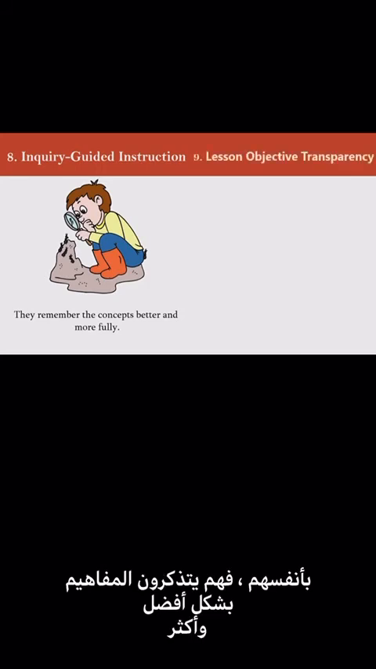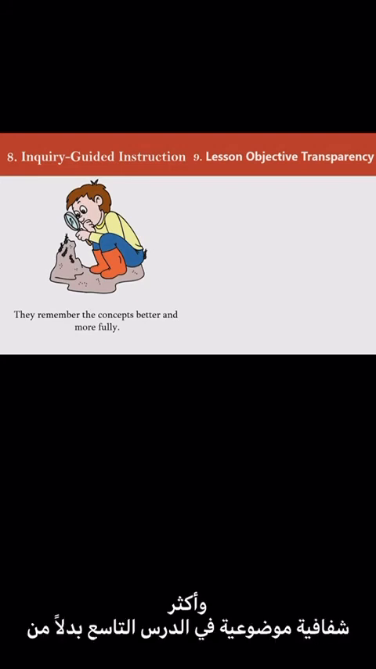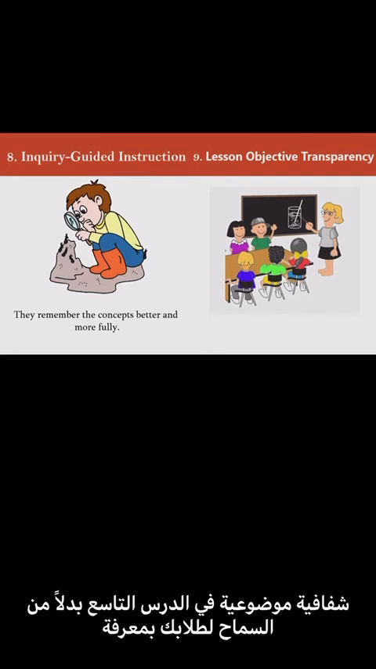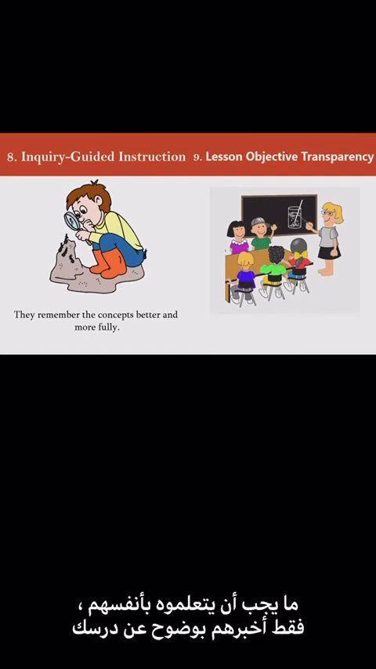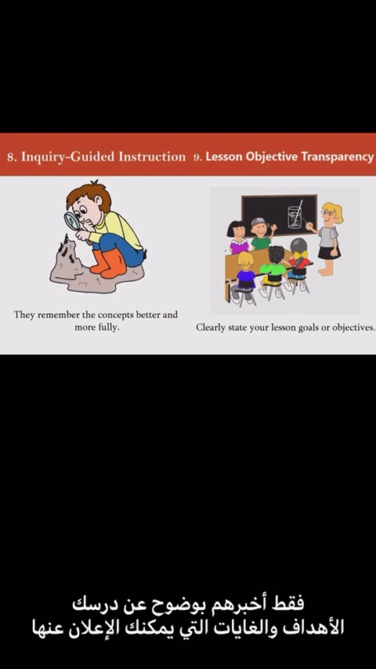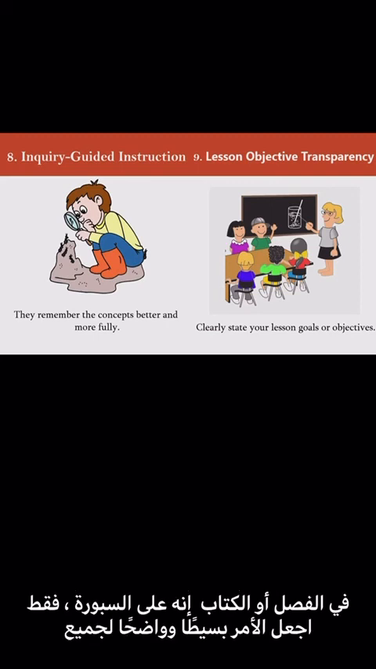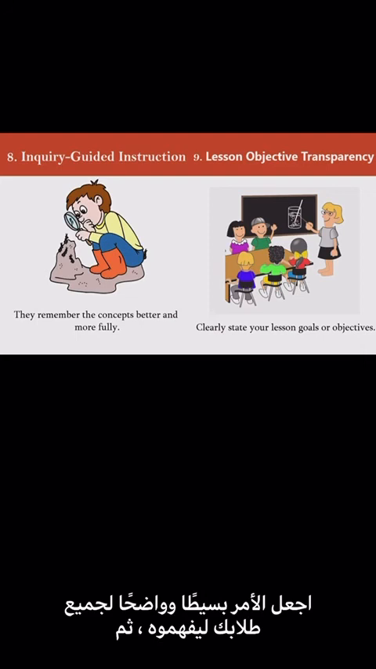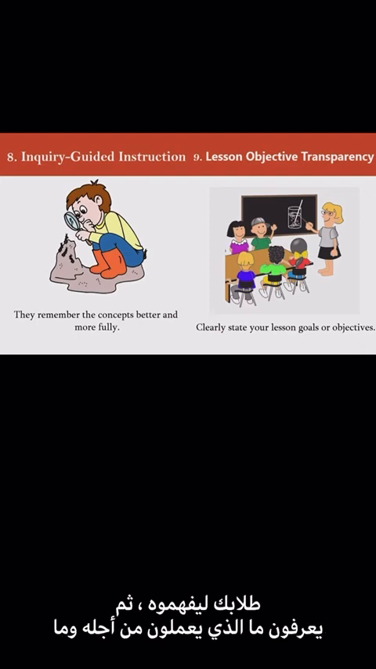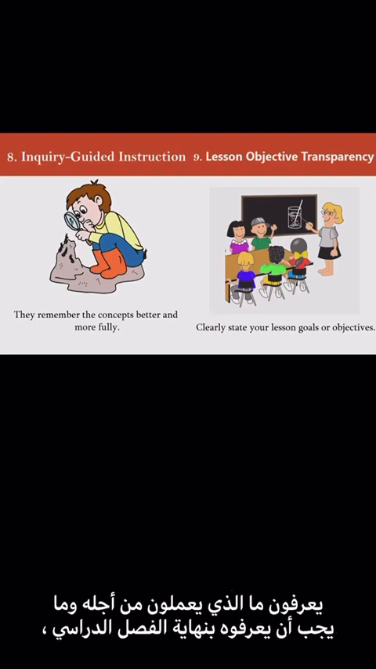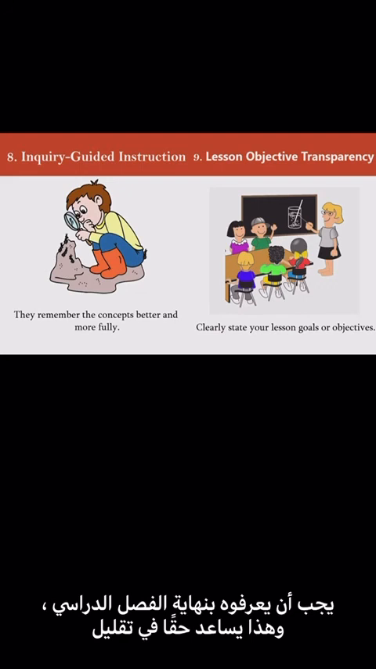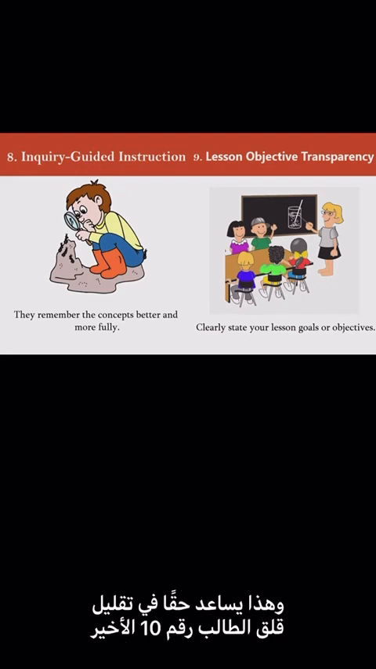Number 9. Lesson objective transparency. Rather than letting your students figure out what they should be learning on their own, just tell them. Clearly state your lesson goals and objectives. You could announce it in class or write it on the board. Just make it simple and clear for all your students to understand. Then, they know what they're working towards and what they should know by the end of the class. This also really helps to reduce student anxiety.